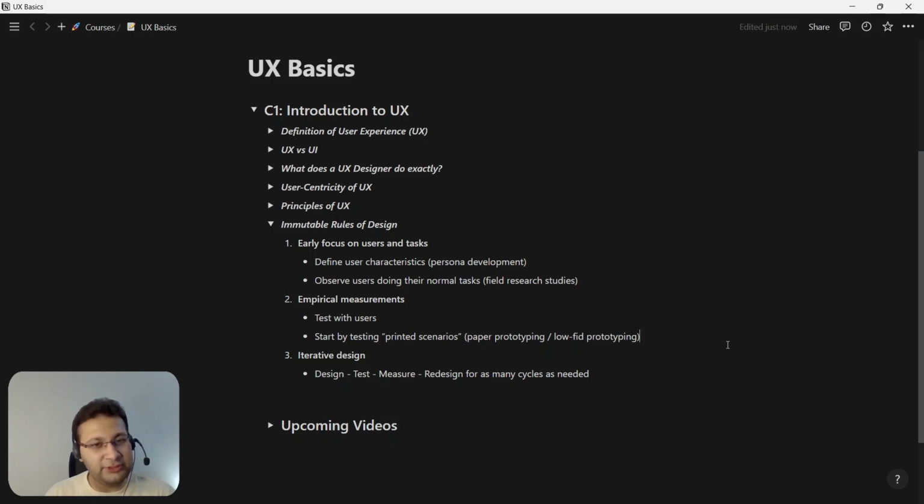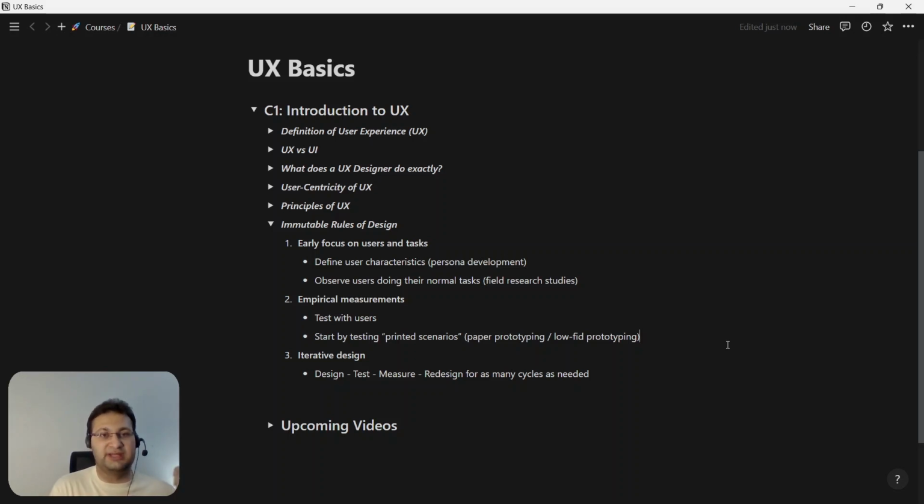Now we are going to talk about the immutable rules of design. In a recent conference, Jakob Nielsen shared these three immutable rules of design which have stayed the same for decades, right? The field and the discipline has evolved a lot from its early stages.